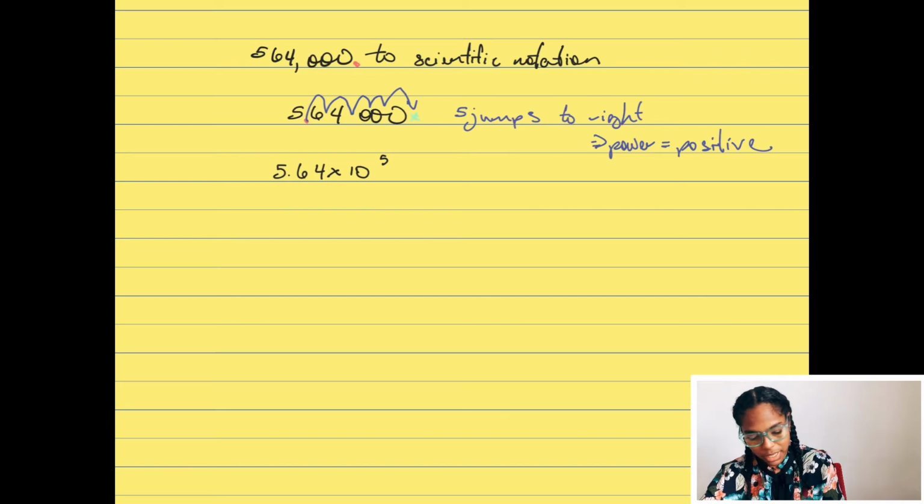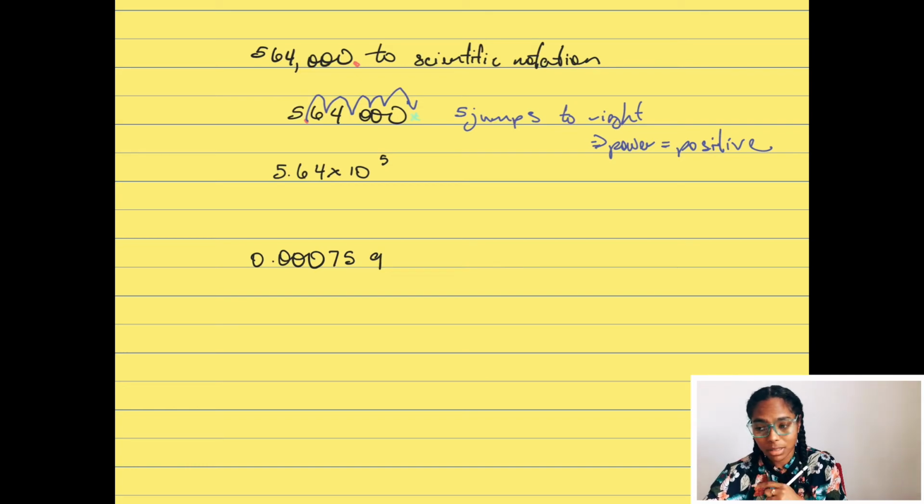Our next example here is convert 0.000759 to scientific notation. Now we're going to come back to our steps here to see what we have to do. First step, put the new decimal point, which has to be in such a place that it makes the number between 1 and 10. So if we put the decimal point between 7 and 5, then we'll have 7.59. So that's where we're putting it. And then we put a mark where the original point was.